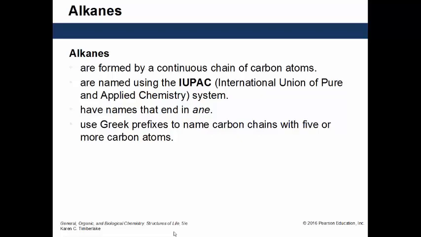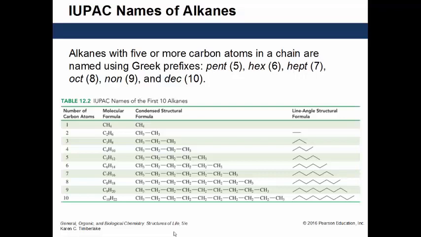If you get 5 or more carbons in a row, you start to use the Greek prefixes to indicate the name of the compound. This table here shows the number of carbon atoms in the compound, that compound's molecular formula, and then the condensed structural formula. And we'll talk about what these are in a few minutes. So methane, CH4, ethane, C2H6, propane, C3H8, butane. Once you get to 5 or more, then you start to use the prefixes.